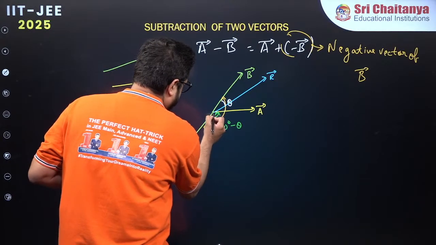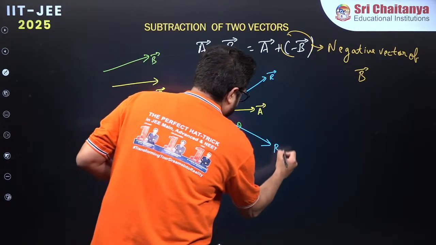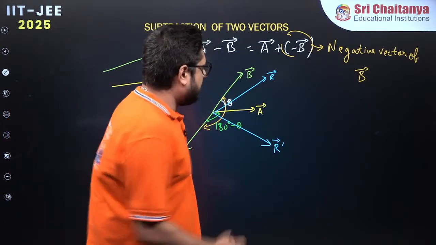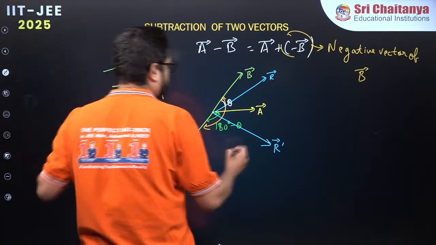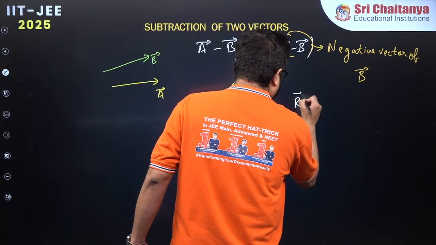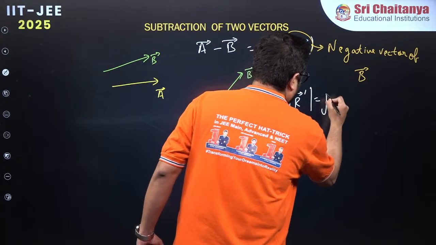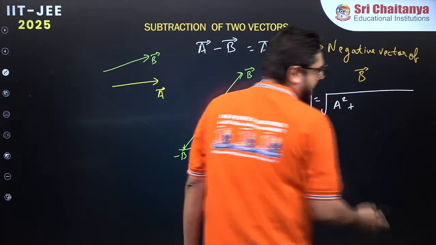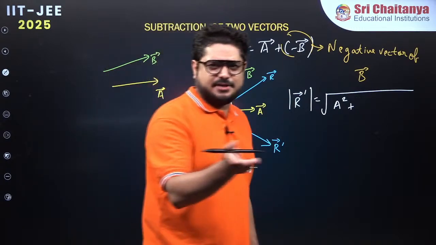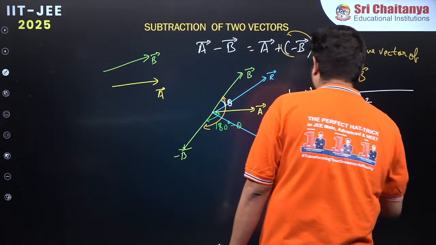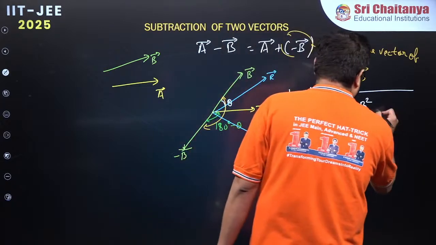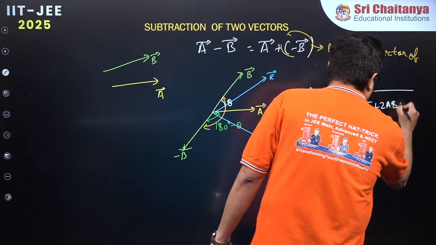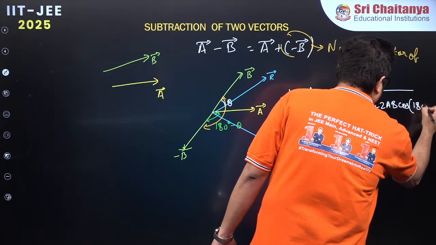So the new resultant, let's say, is R dash. Now we need to write down the value of R dash. The magnitude of R dash is going to be the square root of, what we can write. Now the angle is just getting changed. The magnitude of A square plus minus B whole square is going to be B square itself, isn't it? The magnitude of the negative vector of B has the same magnitude itself. We already discussed the magnitudes. Plus 2AB cosine of 180 degrees minus theta.